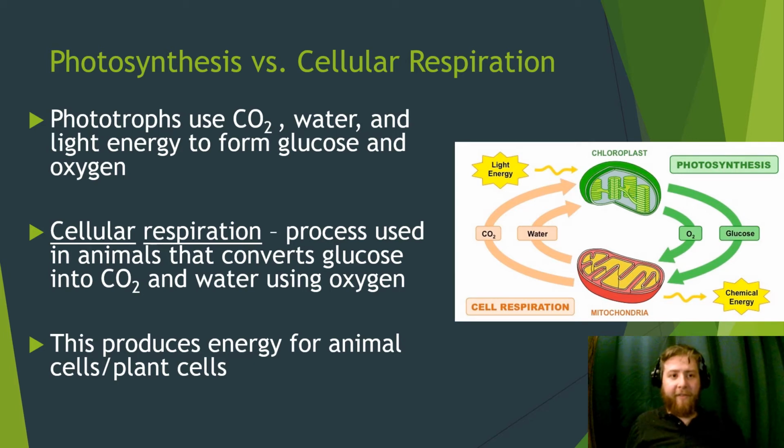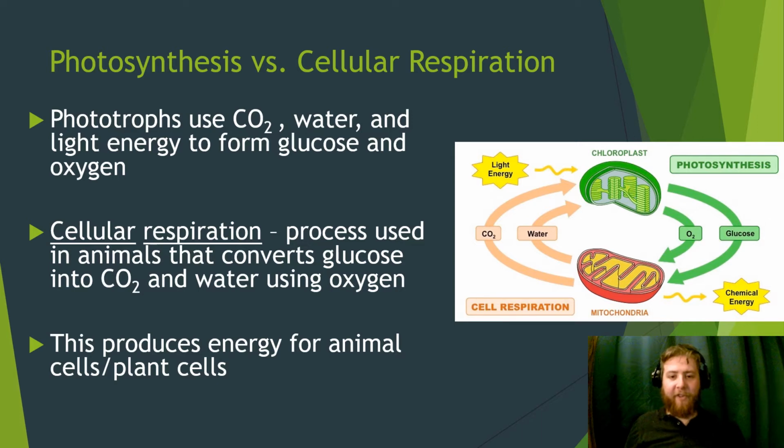So photosynthesis versus cellular respiration. As a heterotroph, you get your energy from cellular respiration, and even plants use cellular respiration as well as photosynthesis. So phototrophs use carbon dioxide, water, and light to form glucose and oxygen. In the opposite direction at the molecular level, we, as animals, use cellular respiration, where we use glucose and oxygen to make carbon dioxide and water and energy. So it's these kind of opposite things going on here.